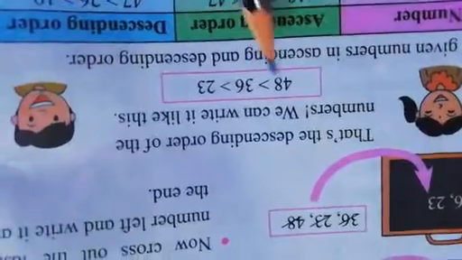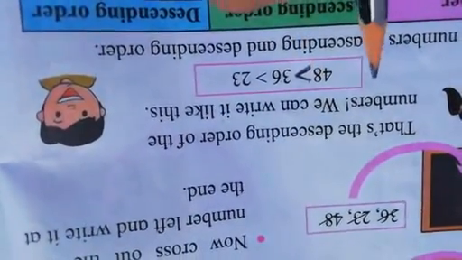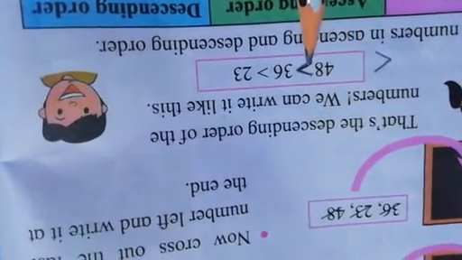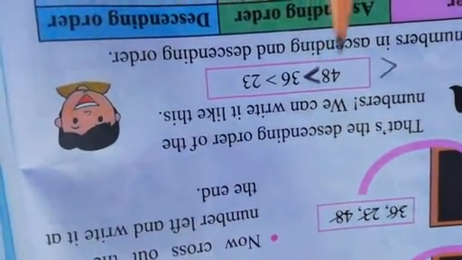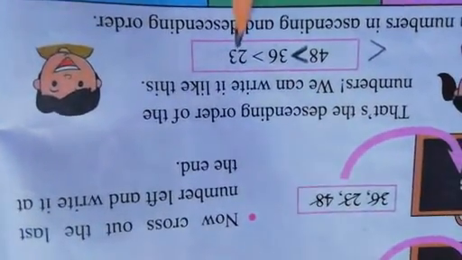And now see how we are going to write the descending order. We are going to use this greater than sign. Okay, no, less than में हम कौन सी sign use कर रहे थे, ऐसी वाली. Now we are going to use here this greater than sign. So 48 greater than 36. 36 is greater than 23.